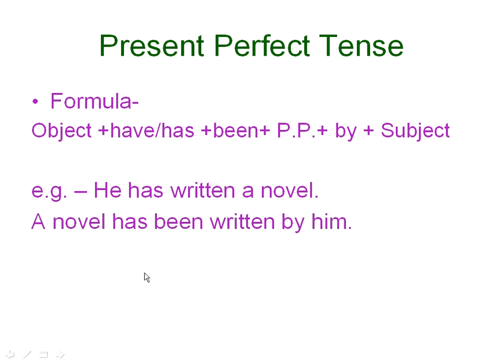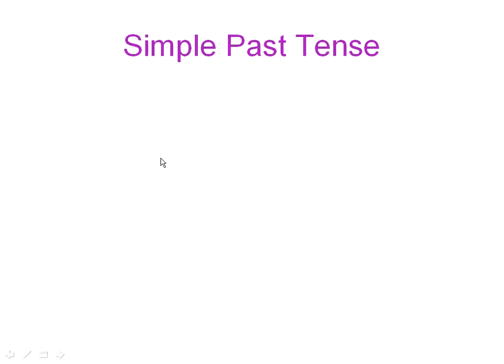A novel has been written by him. Here we use been after has in the present perfect tense. See the next tense, simple past tense.